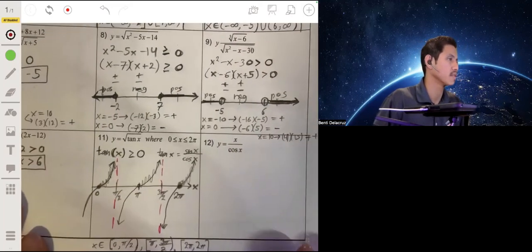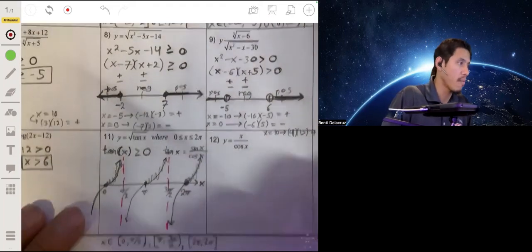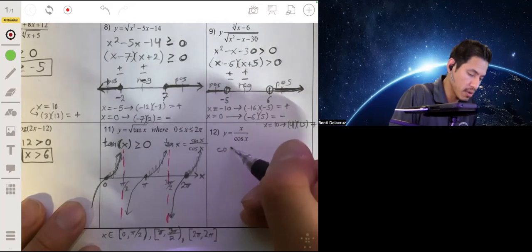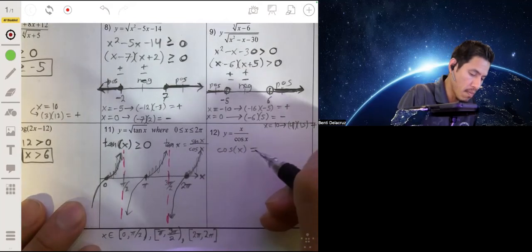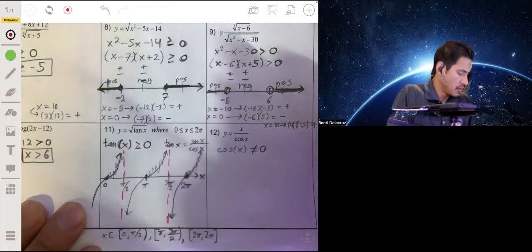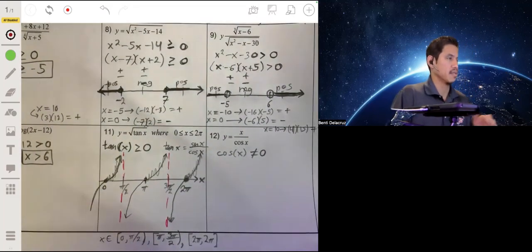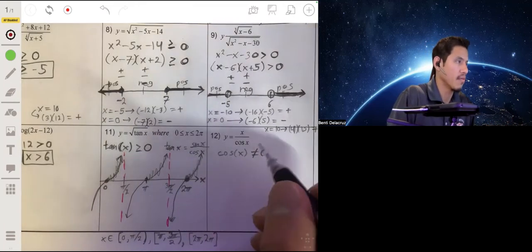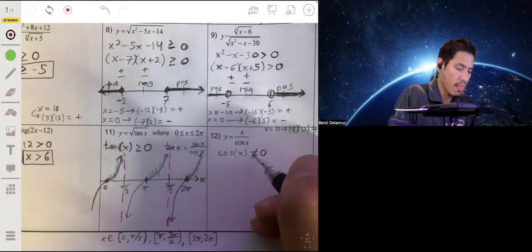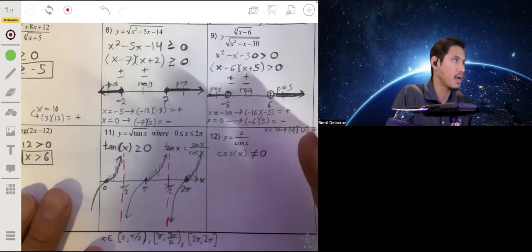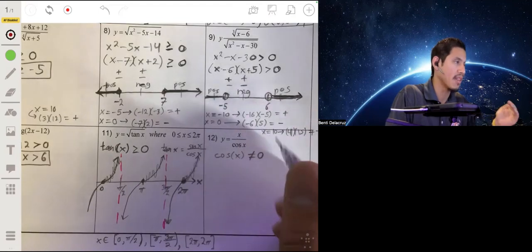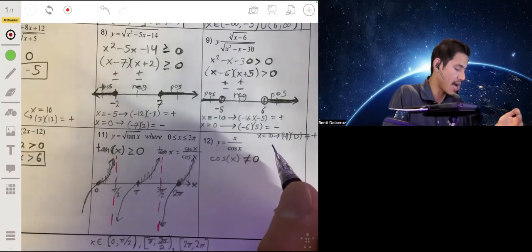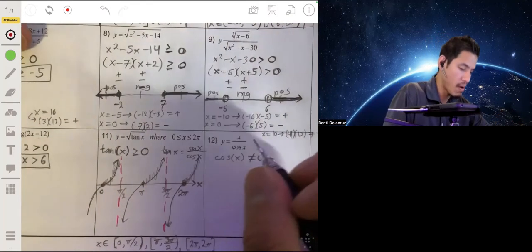All right, number 12, the last one. Okay, so we essentially don't want the denominator to be equal to 0, so we don't want the cosine of x to be equal to 0. So when is the cosine of x equal to 0? Well, since this is periodic, it doesn't give us a restriction of x. So starting on the top of the unit circle, pi over 2, then 3 pi over 2, 5 pi over 2, 7 pi over 2. So every pi from pi over 2.